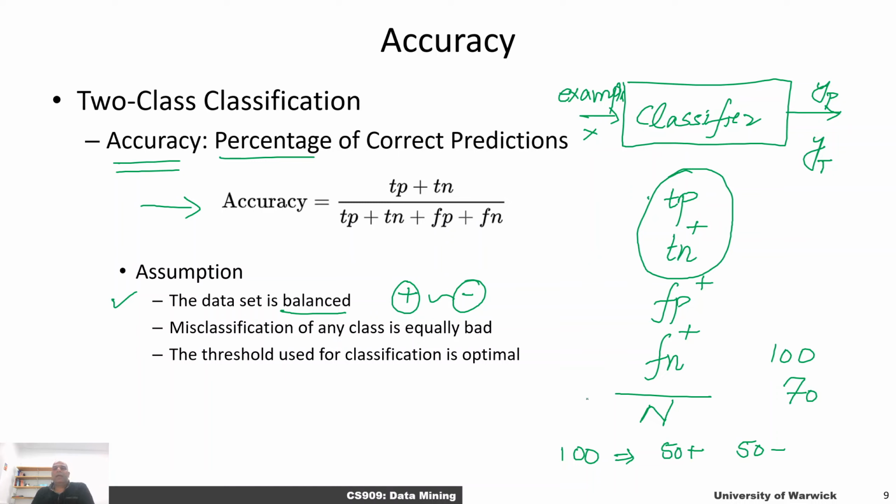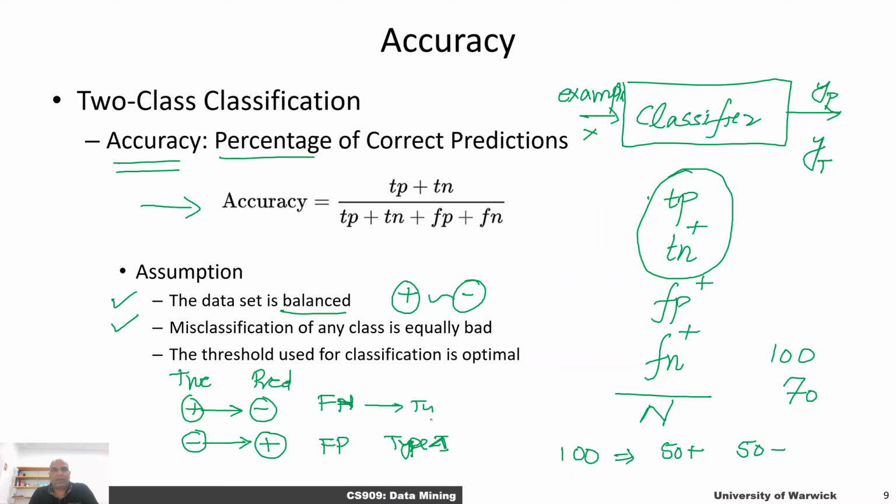In general, when we're using accuracy, we are making an assumption that misclassification of any class is equally bad. A positive example being misclassified as a negative example, so the true label is positive but the prediction is negative, is a false negative. And a negative labeled example being predicted as positive is a false positive. So this type 1 error, as it is called, and this type 2 error, as it is called, both have the same impact.